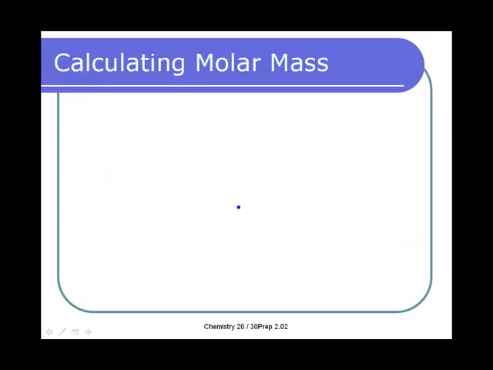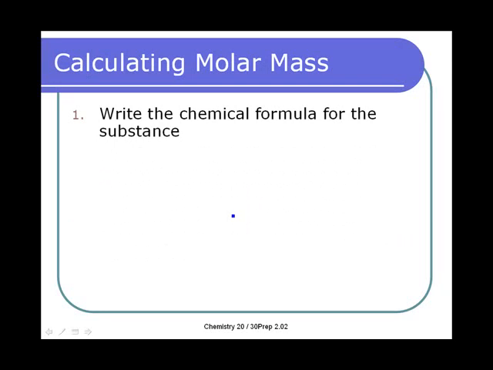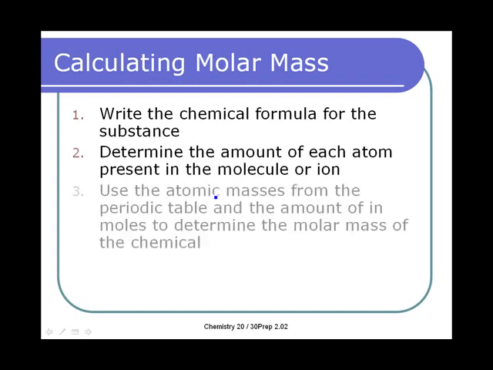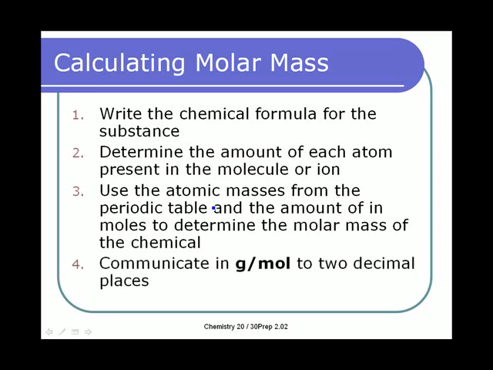So for calculating molar mass, it's 4 steps. The first step is to get the chemical formula for the substance if you don't already have it. Sometimes it's given, sometimes it's not. Sometimes you have to work from the name. Once you get that, you're going to determine the amount of each atom present in the molecular ion. Then you're going to use your atomic masses from the periodic table to determine the molar mass of the chemical, and make sure that all your answers are to 2 decimal places and the units are grams per mole.